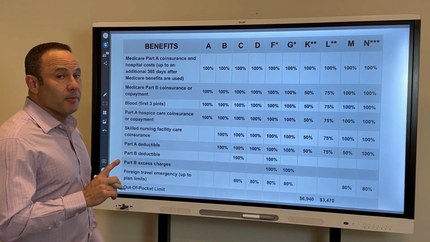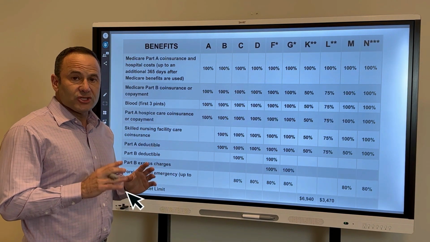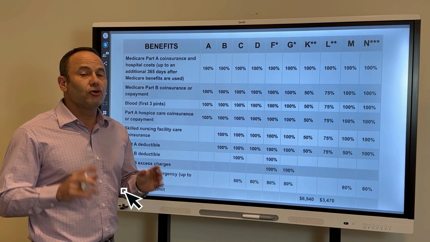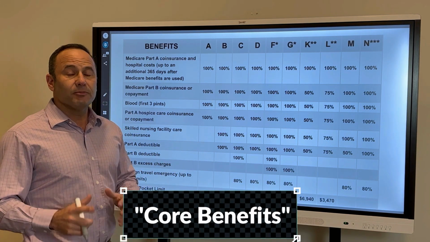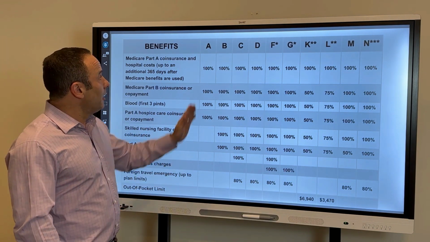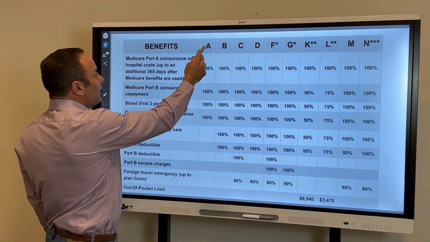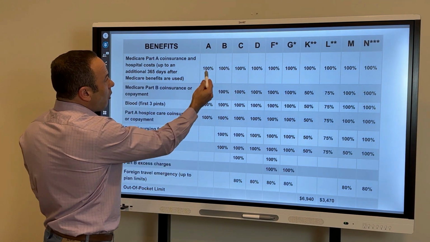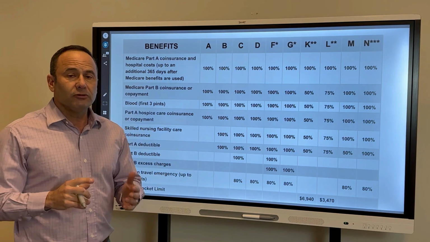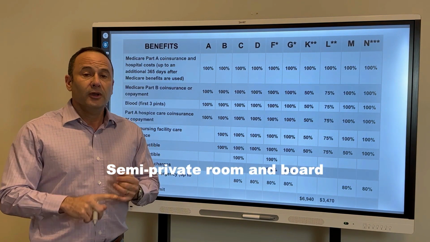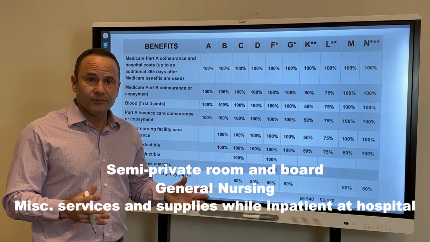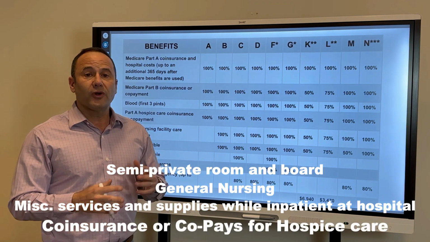Now the first thing to keep in mind is every single Medicare supplement plan must offer what is called basic benefits, or some people refer to as core benefits. You will find those are always made up in Plan A. So we take a look at Plan A, these areas right here are our core benefits. So what are basic benefits slash core benefits? Well, those include such things as semi-private room and board, general nursing, miscellaneous services and supplies while we're an inpatient in the hospital. It's also for co-insurance or co-payments for hospice care.